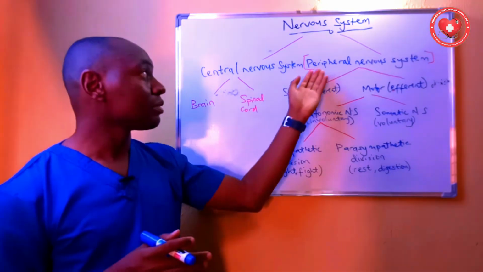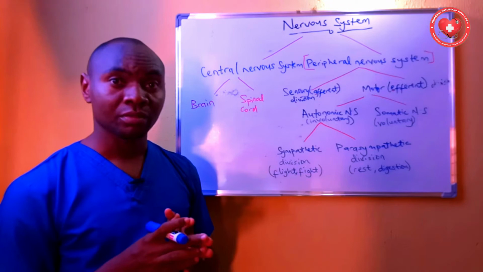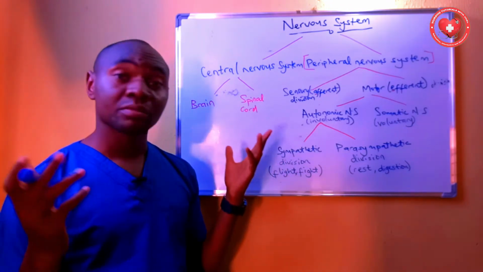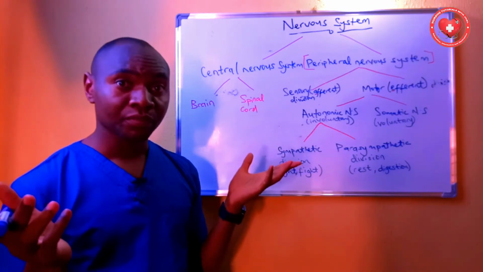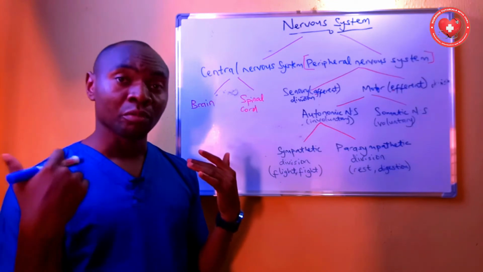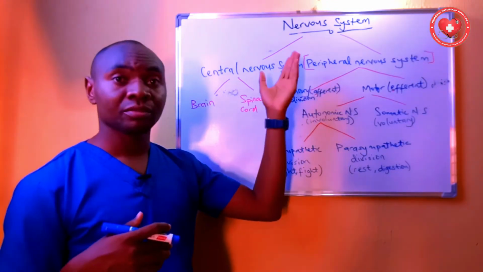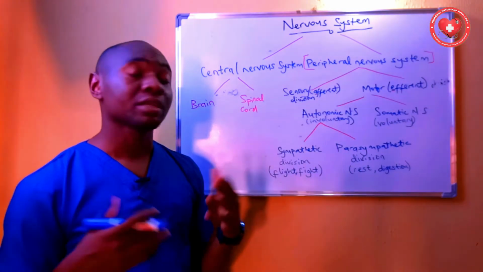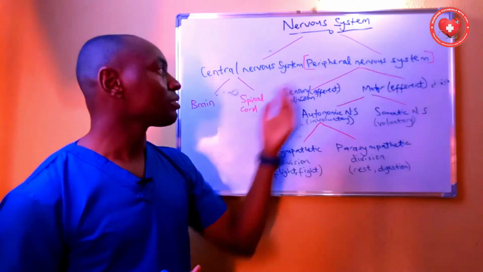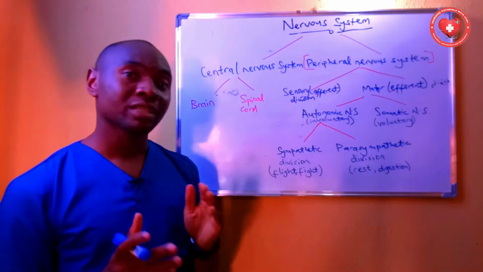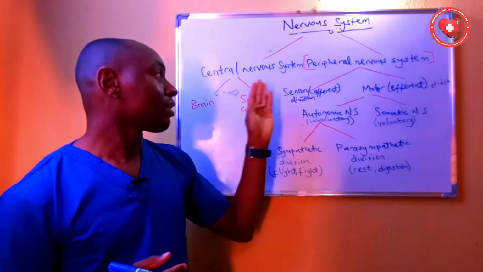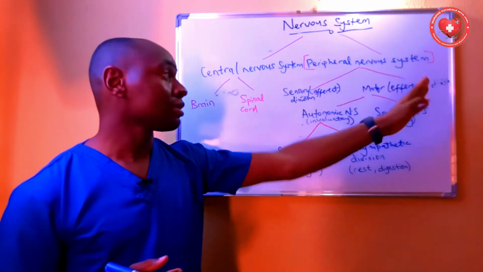Secondly, we have the peripheral nervous system. This is the distal part of the nervous system, which consists majorly of nerve fibers. It is an extension from the central nervous system down to the extremities of the body or to different organs. Now, the peripheral nervous system is made up of the sensory or the afferent division and the motor or the efferent division.